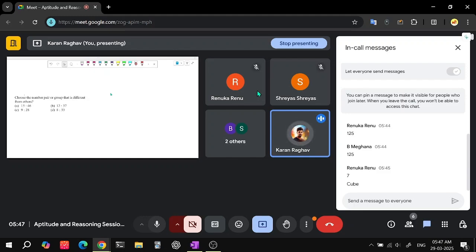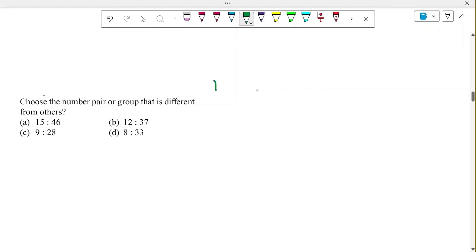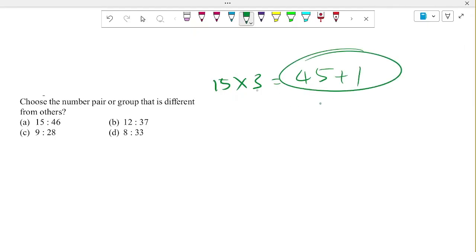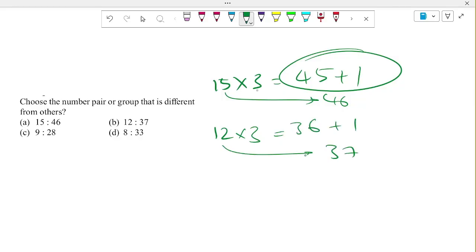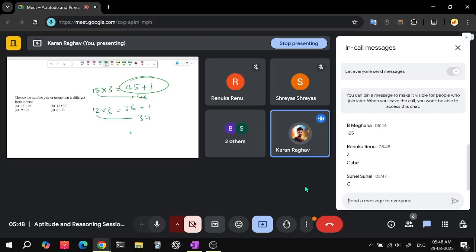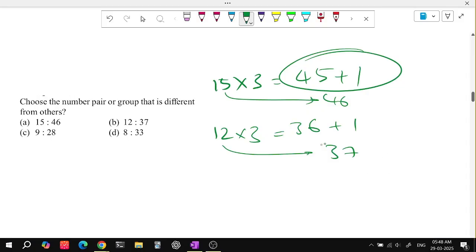I'll solve one of them, then you will know. 15 into 3. How much? 45 plus 1. 46. So 15 is related to 46. Then what? 12 into 3 is equal to 36 plus 1. 37. 12 is related to 37. This way. So here answer is C.